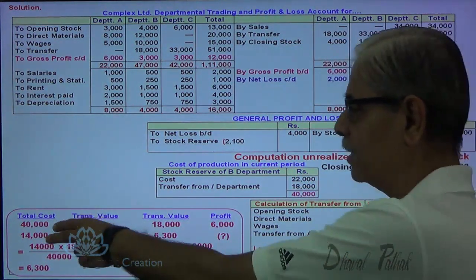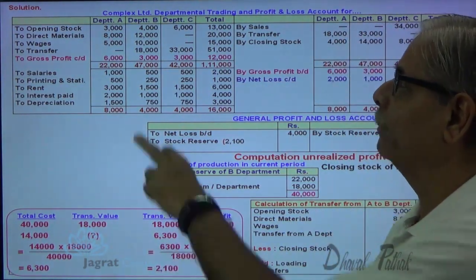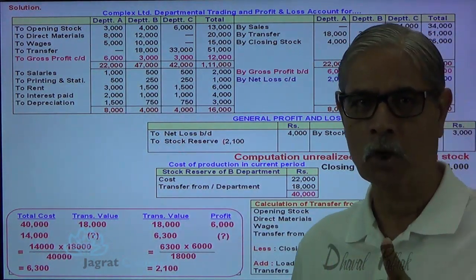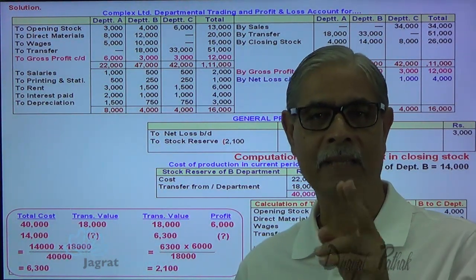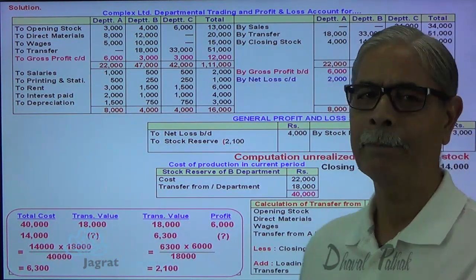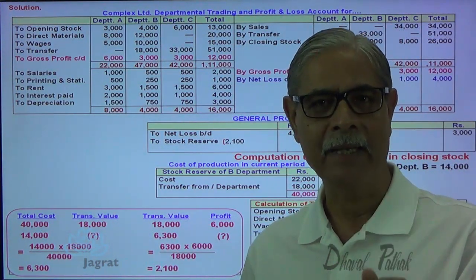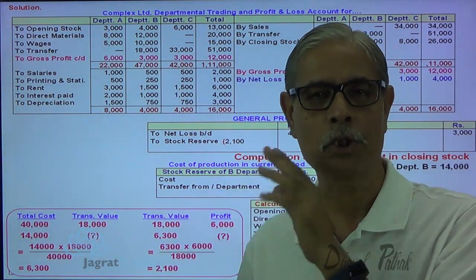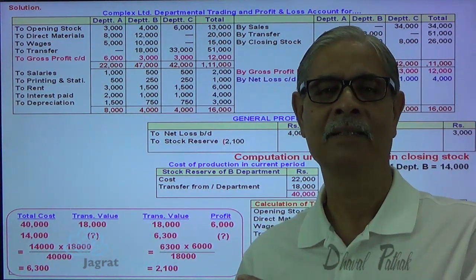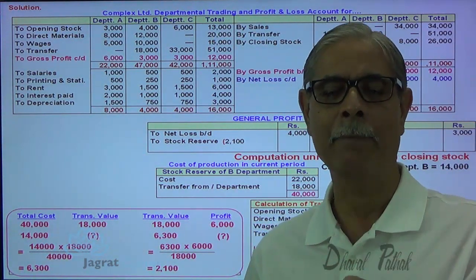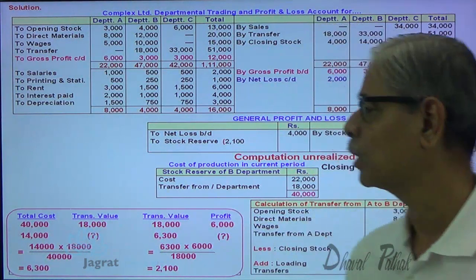Now, the same analogy will be applied once again to find out the profit element of A in the closing stock of Department C. We have to apply the same analogy to find out the profit element charged by Department A that is found in the closing stock of Department C. But this analogy is to be applied after deducting the profit element of Department B charged when goods were transferred by B to Department C. Let us do that.